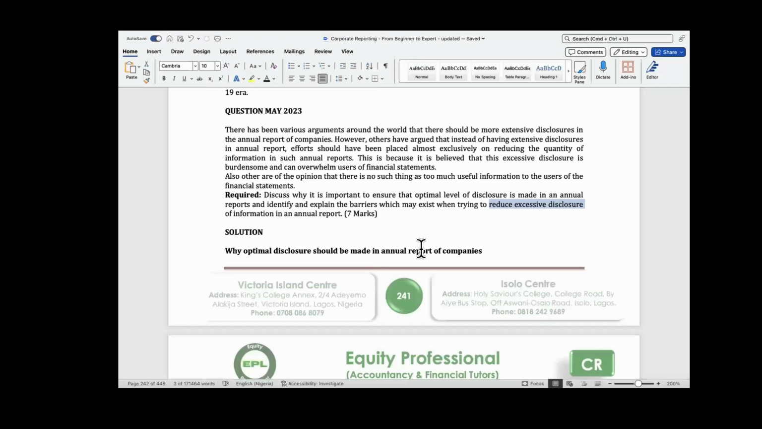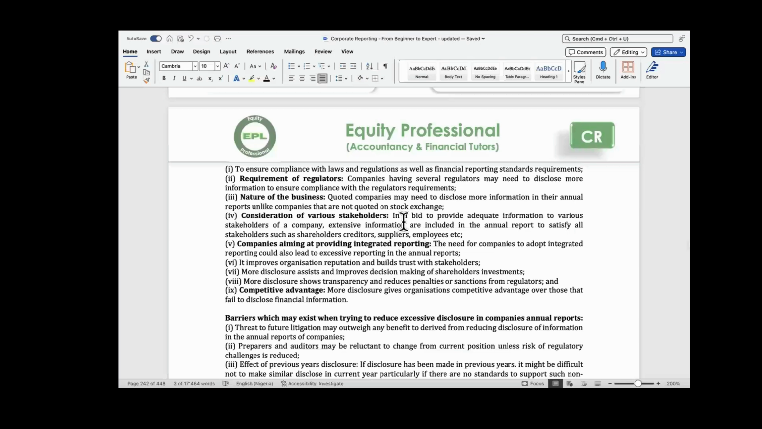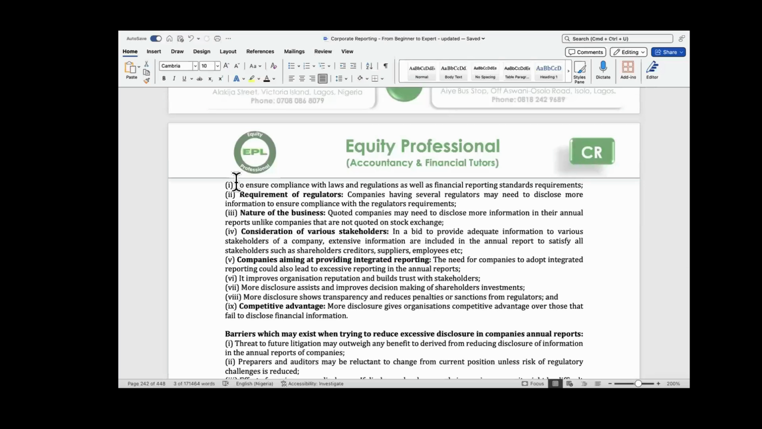Some of the advantages of ensuring the optimal level of disclosure: number one, you want to comply with laws. Number two, the requirements of regulators. Nature of the business: if you're a quoted company, you are required, right? You're also considering other stakeholders, because by preparing a sustainability report, for example, it shows that you're not just considering your investors. It's not just about money, money, money. It's beyond money for you. You are telling people how you're giving back, right?